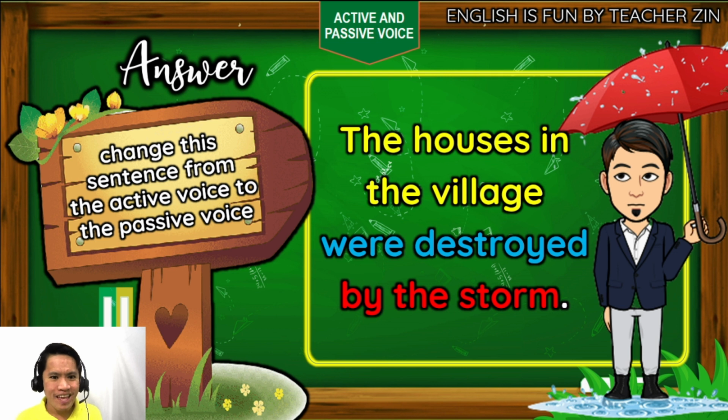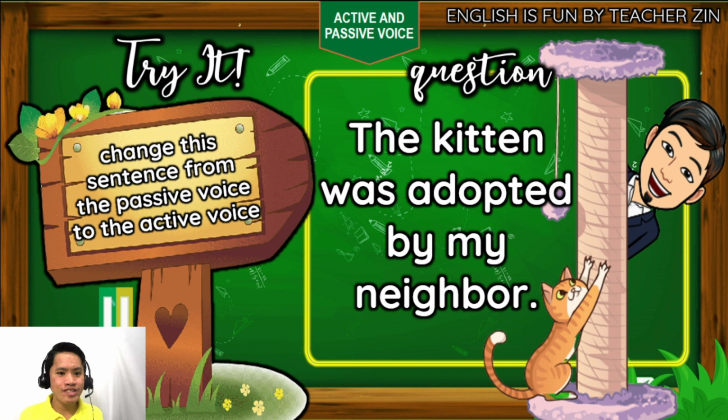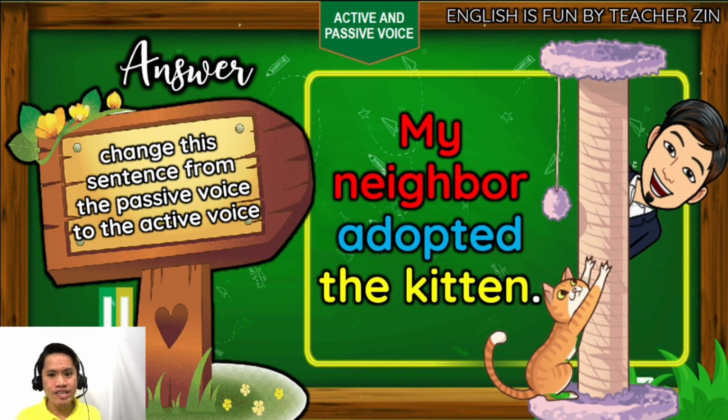All right, how about the second one? Now this time, can you change this sentence from the passive voice to the active voice? I'll pause for a moment and give it a try. Alright, let's see if your answer is correct. The correct answer is, from that passive voice, it becomes my neighbor adopted the kitten. If you got it correctly, then it's a good job for you.